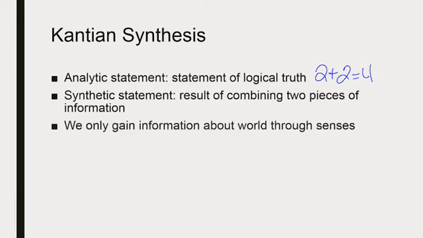Kant says we only gain information about the world through our senses. Okay? We will not get any information about the world through a means other than our senses. We must use our sensory organs and interact with the world to gain information. And statements that we make as a result of this are synthetic a posteriori statements.